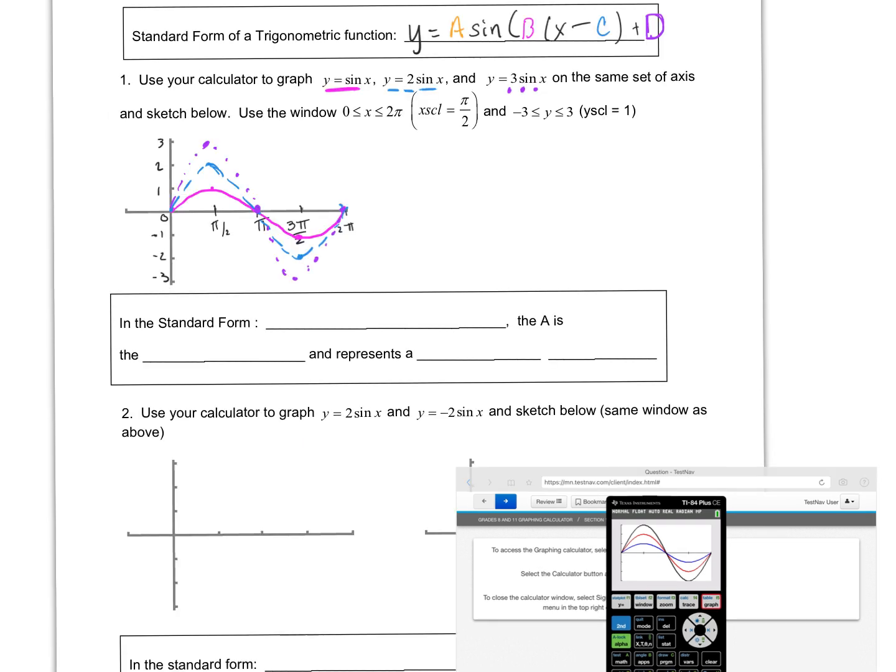Okay, so let's talk about the amplitude in standard form. What that looks like is y equals A sine x, where A is our amplitude. Hopefully you notice that the amplitude stretches our graph up. So the A is the amplitude, and it represents a vertical stretch.